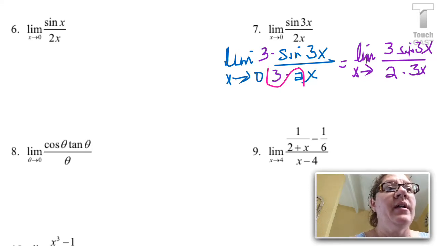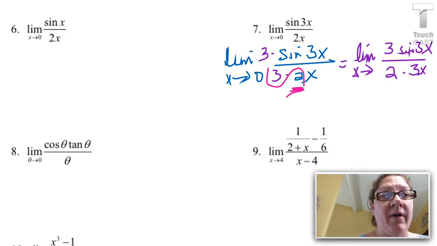Okay, so I wrote it again, and I said I wanted to make them the same, so I knew I needed a 3 down here. So I multiplied top and bottom by 3, which means I'm not changing the value of my fraction. And then look how convenient that is. I could actually make them trade places.